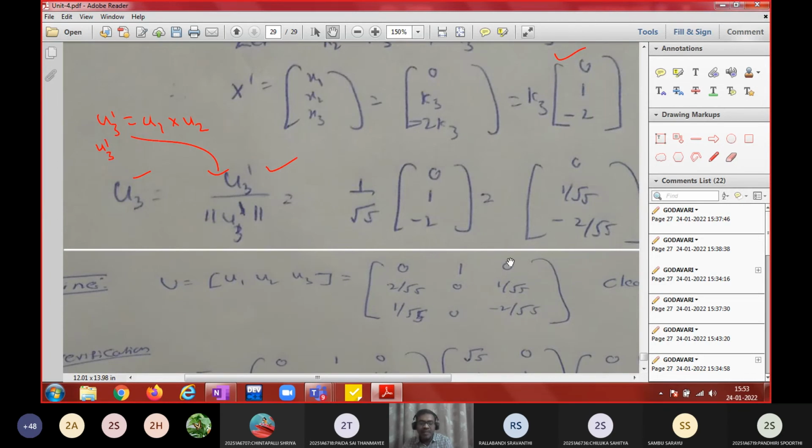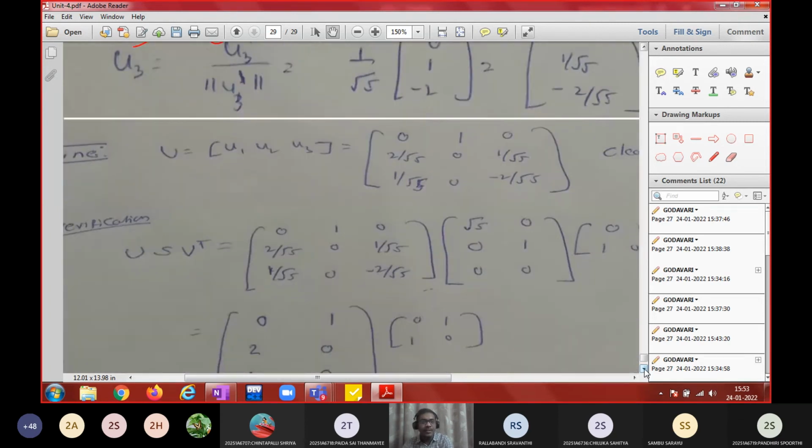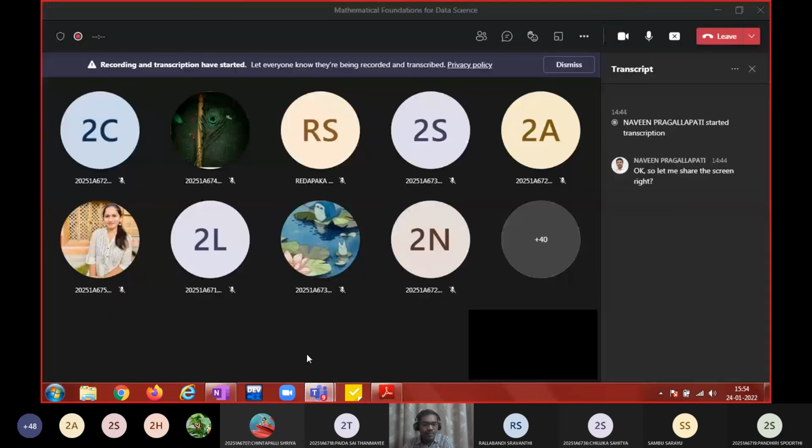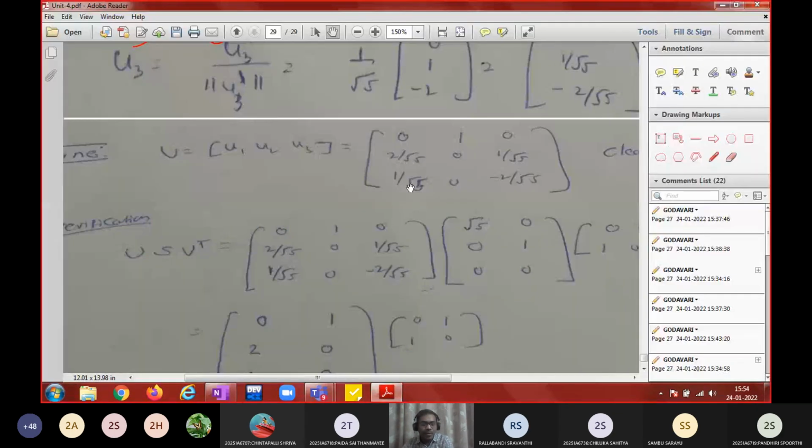So any 2 vectors are mutually perpendicular. Therefore these 3 form an orthogonal basis. And in fact, they are orthonormal. They form an orthonormal basis. Why? Because the magnitude of each vector is 1. Therefore, the matrix so formed is going to be an orthogonal matrix. So U is an orthogonal matrix, V is an orthogonal matrix.